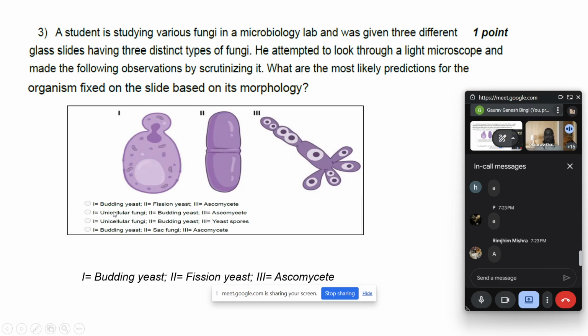Yes, the answer is A itself. One is budding yeast, second is fission yeast, and third is ascomycete.